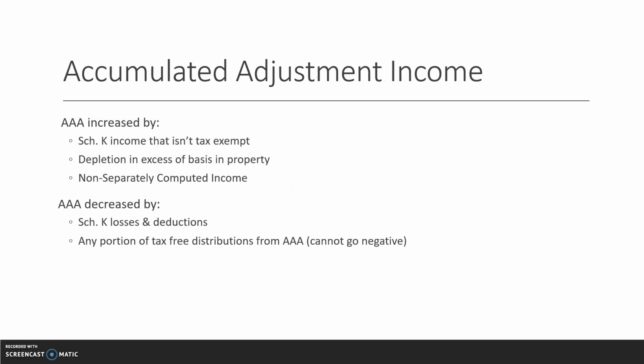Right, so what drives up and down accumulated adjustment income? Well, it is increased by Schedule K income that is not tax exempt, depletion in excess of property's basis, and non-separately computed income. And it is decreased by Schedule K losses and deductions and any portion of tax-free distributions from AAA. And you cannot go negative on AAA from distributions, but you can from losses.